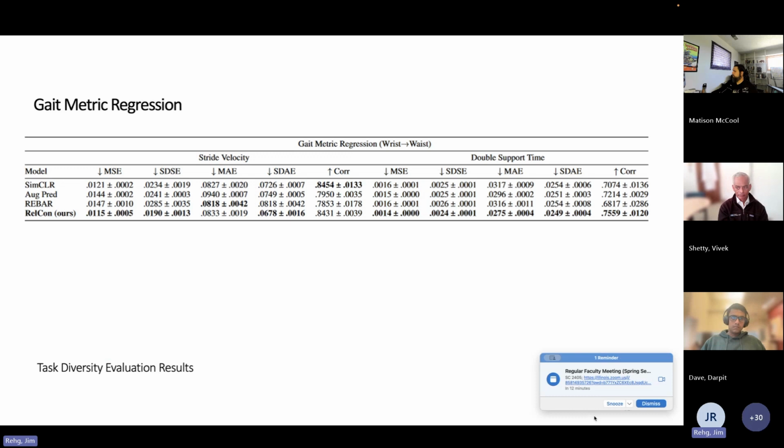We're also doing a task that's called gait metric regression. It's a couple of tasks of predicting gait parameters like stride velocity from accelerometry data. Once again, we have the state-of-the-art performance right now for these two tasks based on the wearable accelerometry.